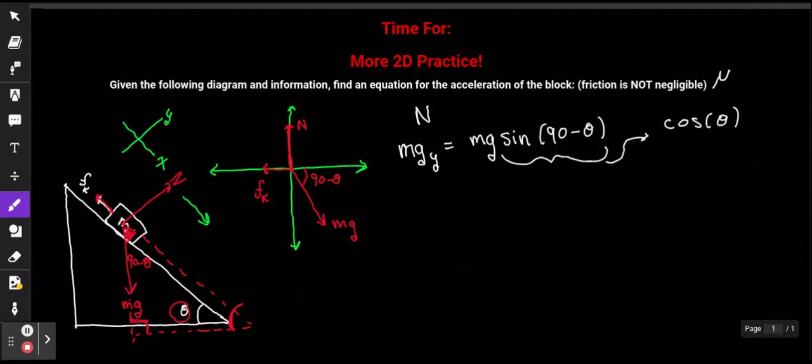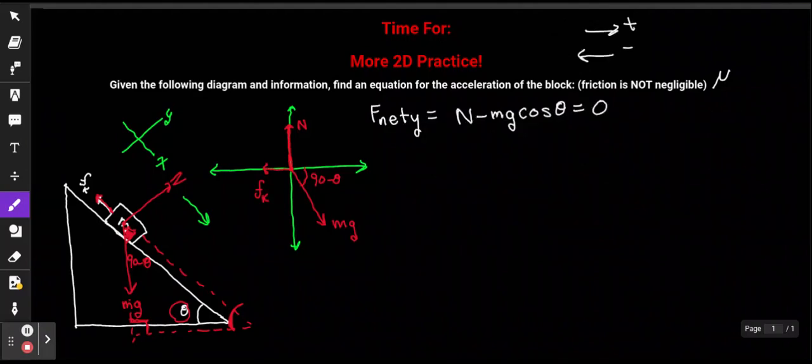So this tells us that if we take upwards positive and downwards negative, our F net y equation is equivalent to N minus mg cosine of theta, in which this net force equation equals 0. Okay, now we know our F net y equation, and we need our F net x equation in order to find our acceleration. That is because we've taken our x to be parallel to the surface of the incline, and we know our box is sliding down that surface of incline.